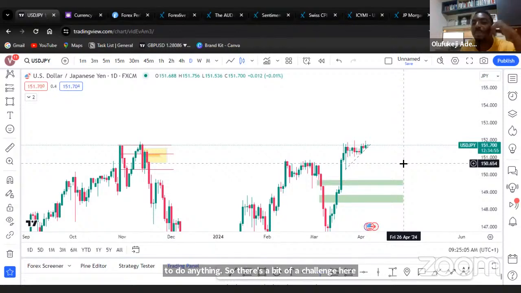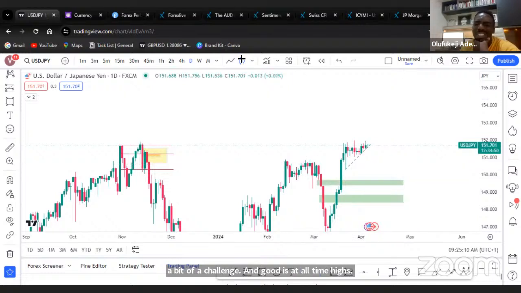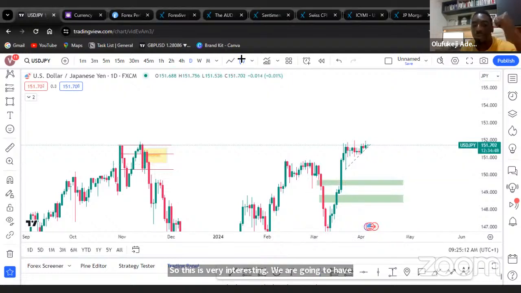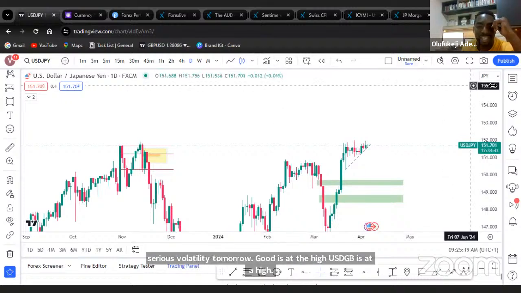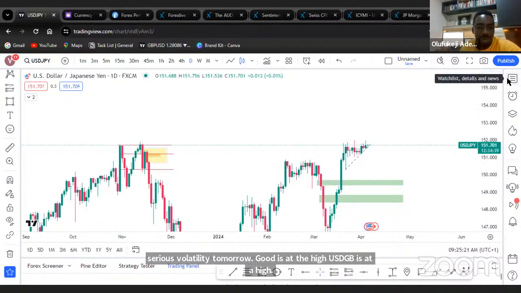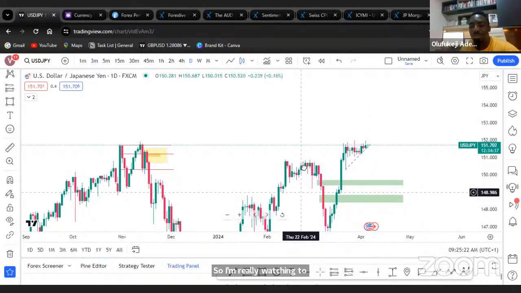And gold is at all-time highs. So this is very interesting. We're going to have serious volatility tomorrow. Gold is at a high, USD is at a high. So I'm really watching to see. I expect USD to break to the downside.